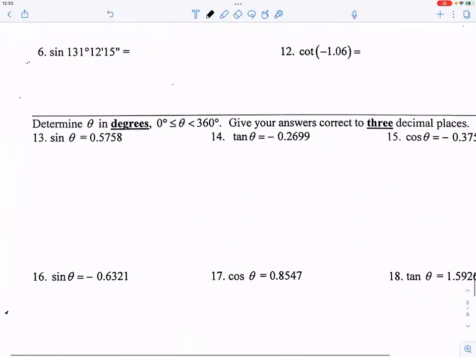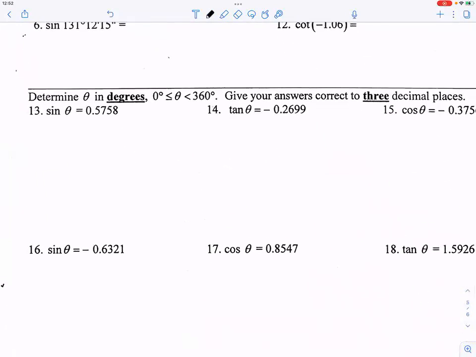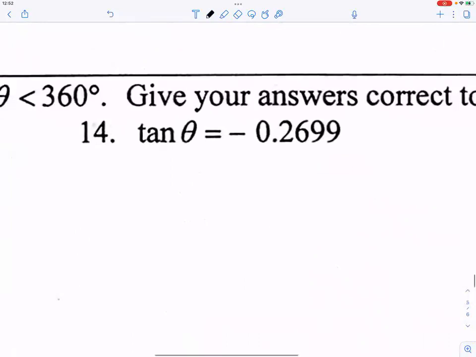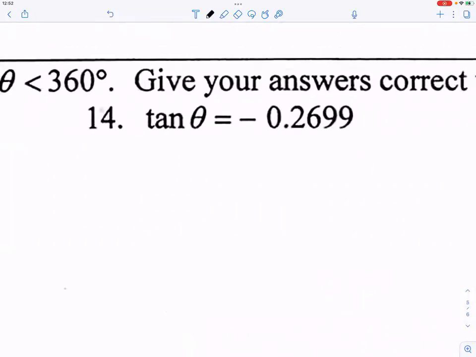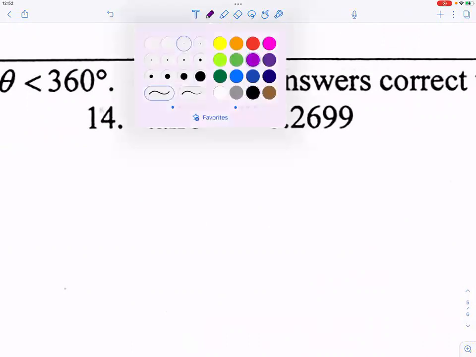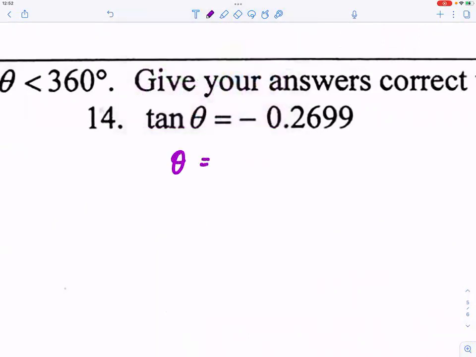Okay, now let's go ahead and try number 14 on your worksheet. Just try number 14. Tangent, it's negative. So that means that theta must be in quadrant 2 and quadrant 4. Okay, so that's the information delivered by the negative sign.